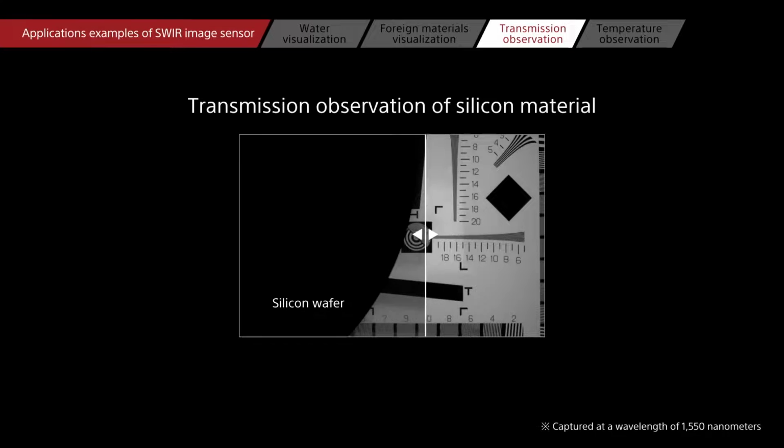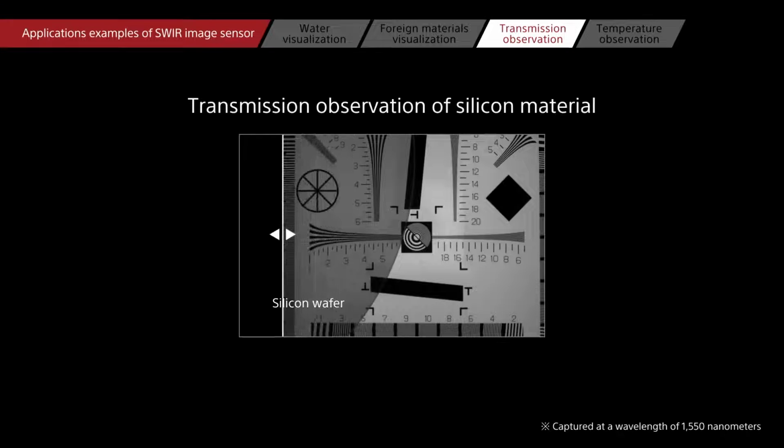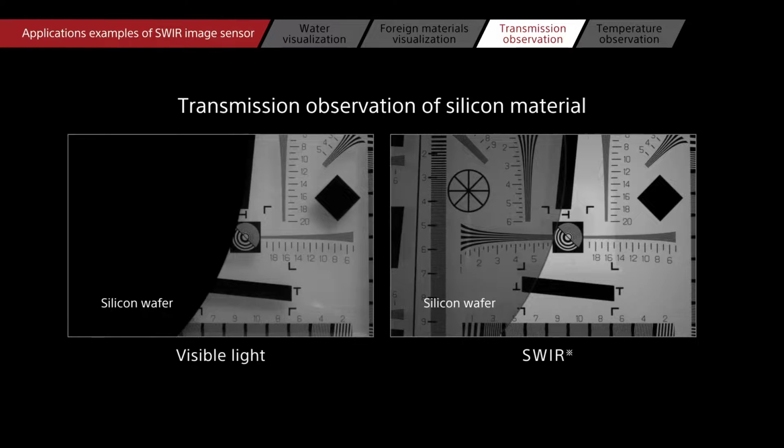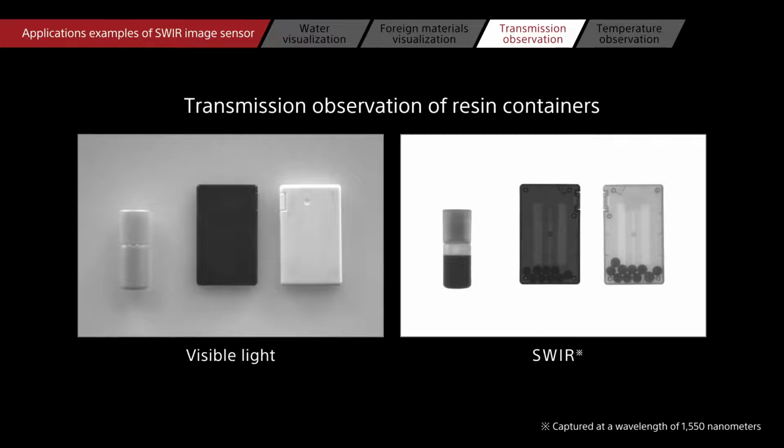Light in the SWIR band passes through silicon wafers used in semiconductor production and through some resin containers. As a result, SWIR imaging is also used in applications such as semiconductor production and filling inspections.